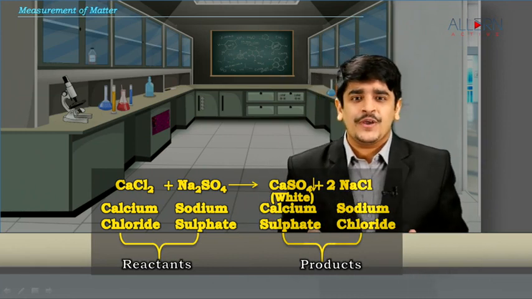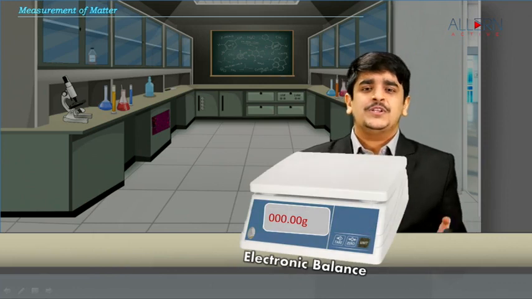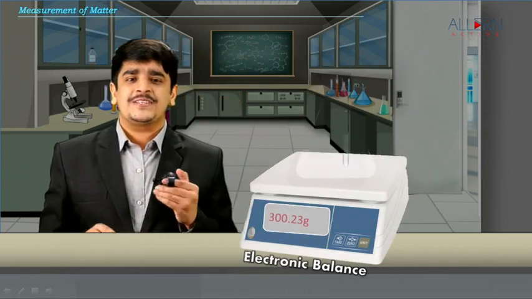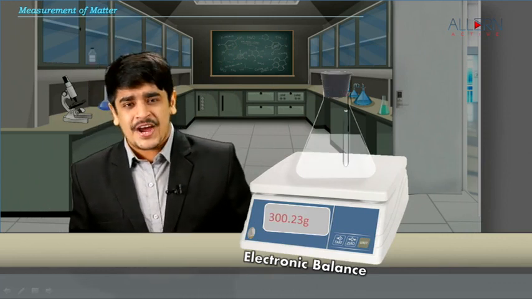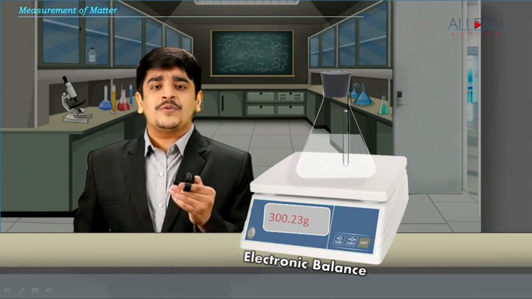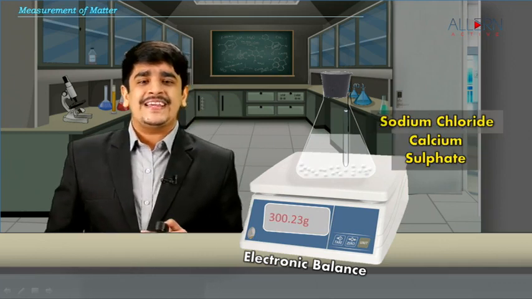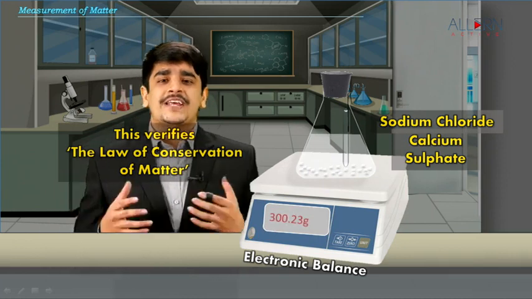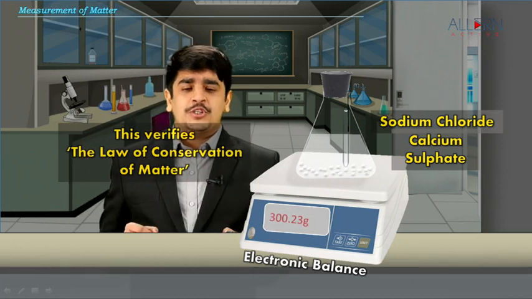And what do I need to do over here? To finish off the experiment, I need to take the help of the electronic balance one last time, and in this particular case, once again place the entire apparatus over it. This time I am taking the total mass of the products, which again comes exactly as 300.23 grams. Now, this entire experiment verifies the law of conservation of matter.